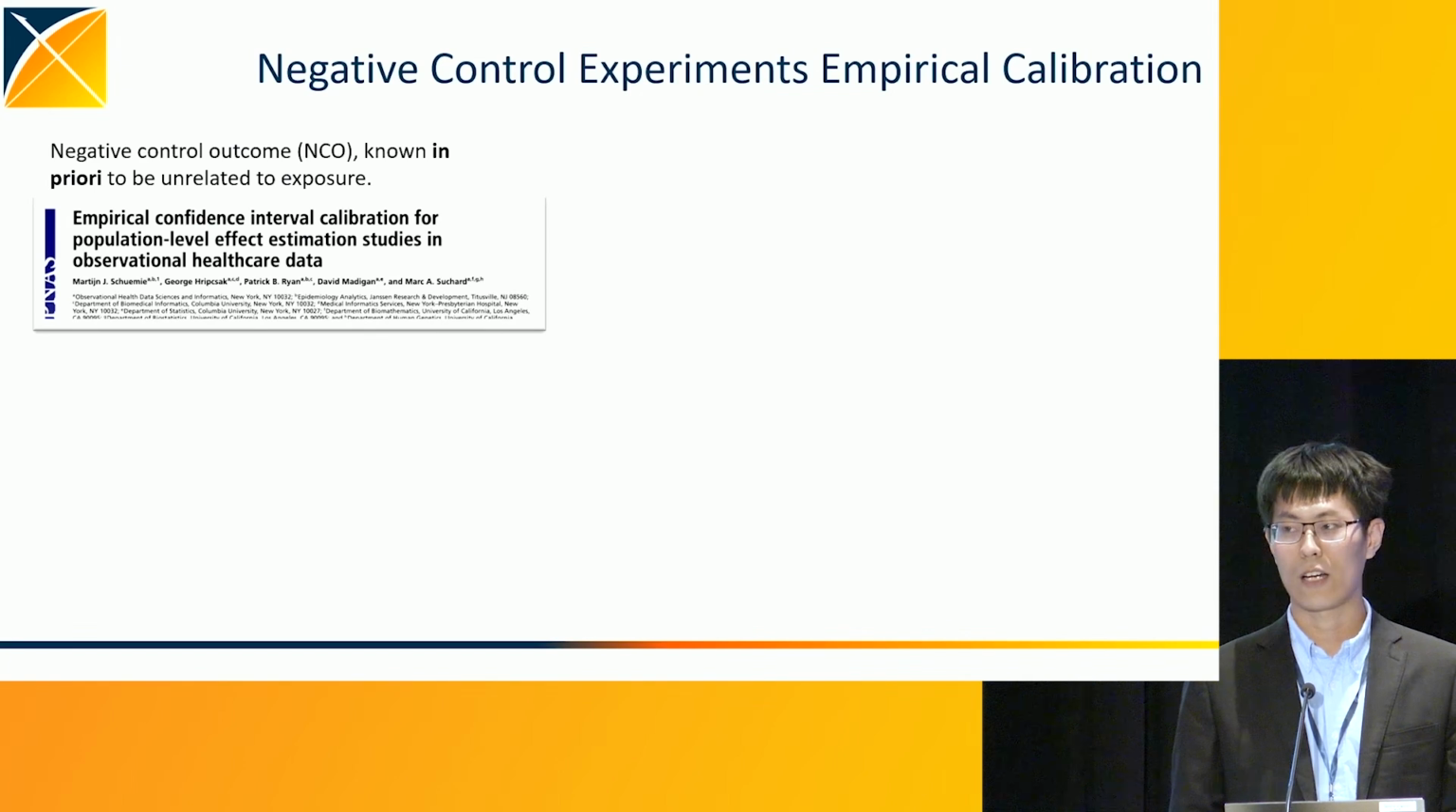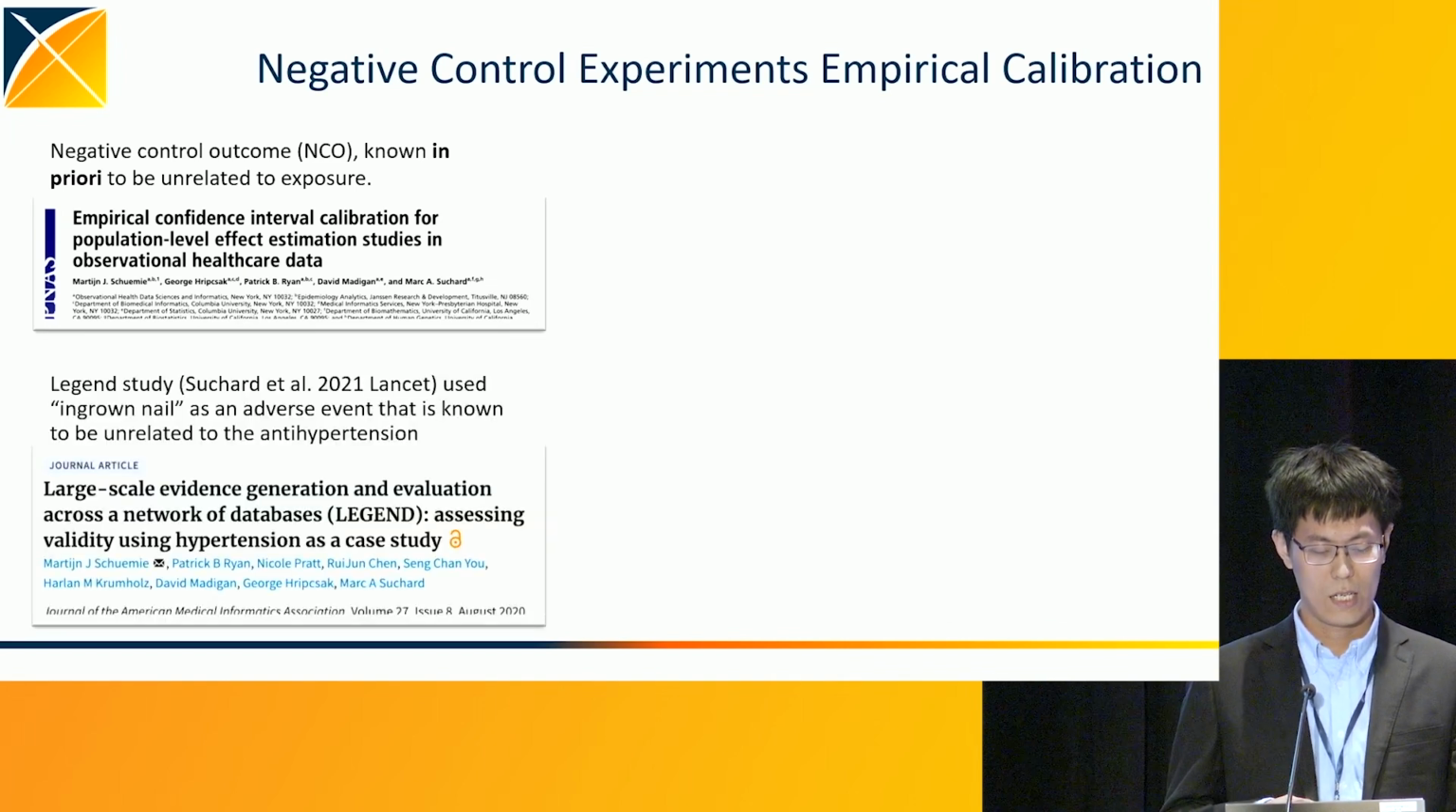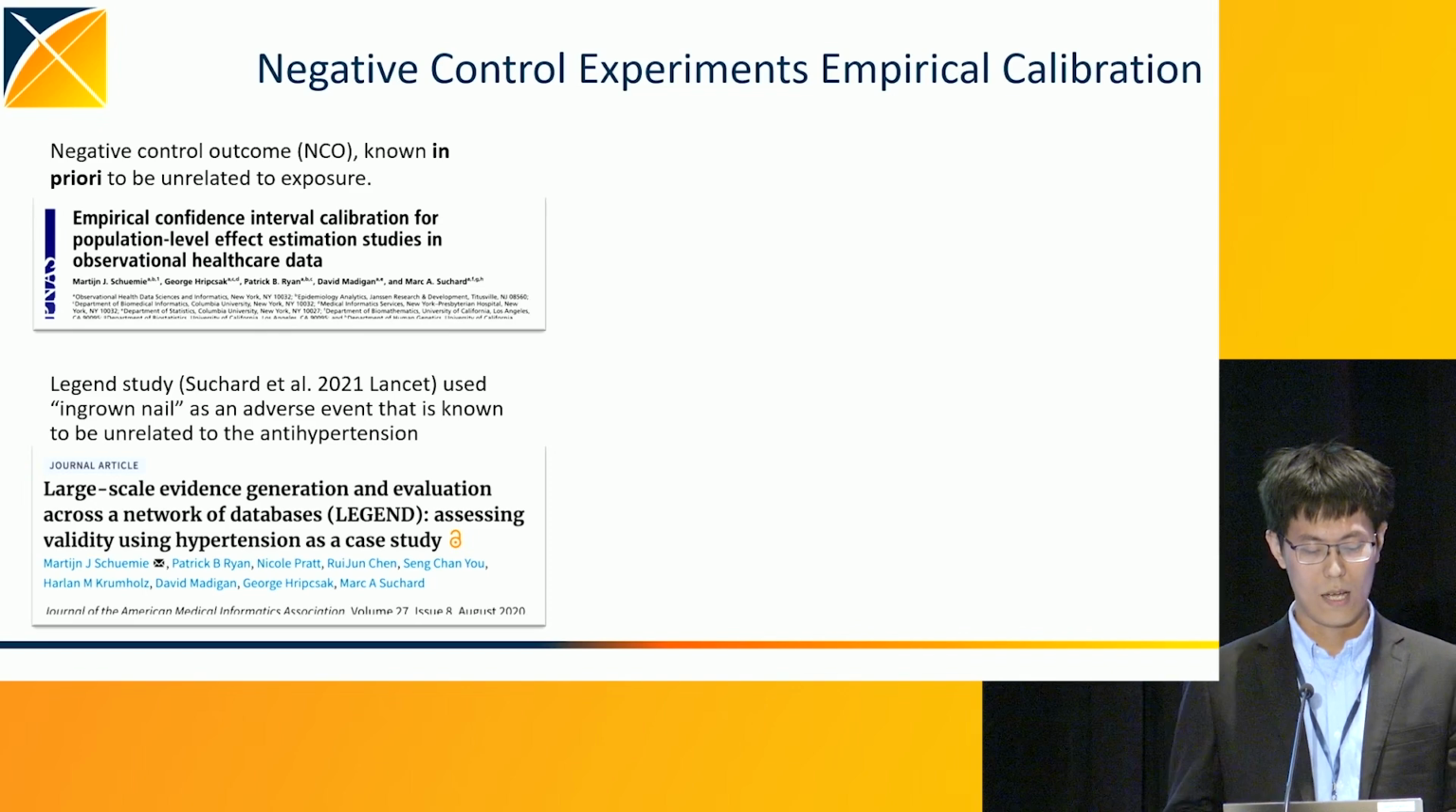So you guys may have already heard about LEGEND this morning. The LEGEND study used empirical calibration. And here's the landmark paper in PNAS. And it used the negative control outcome, which is known a priori to be unrelated to the exposure. The LEGEND study, for example, used ingrown nail as one NCO that is known to be unrelated to the antihypertensive drugs.